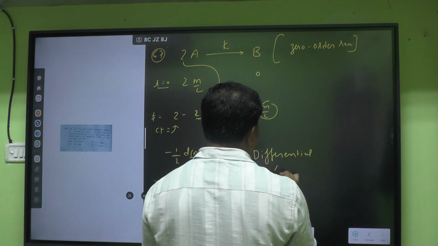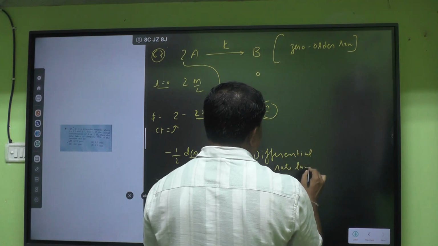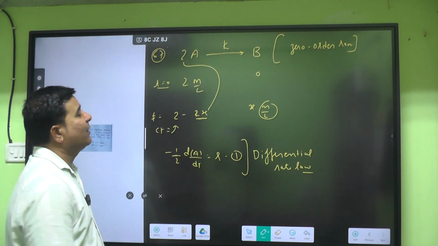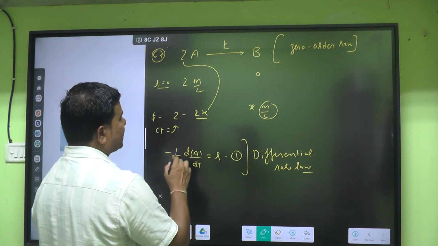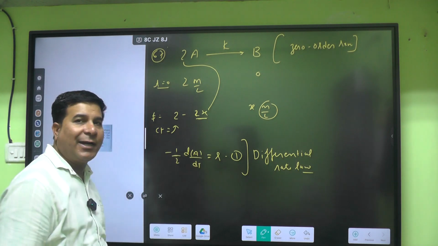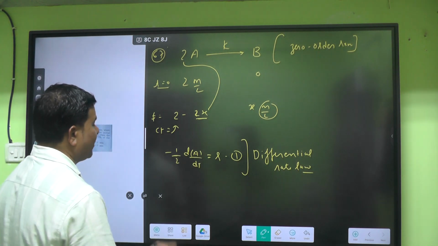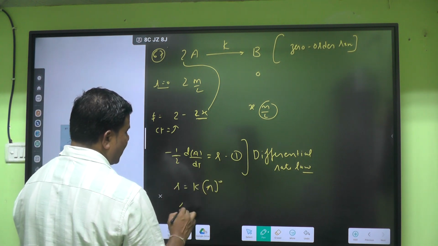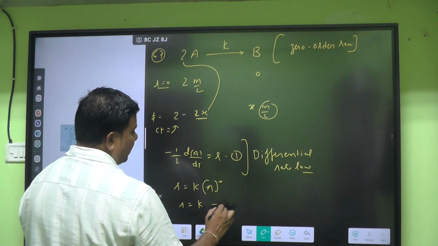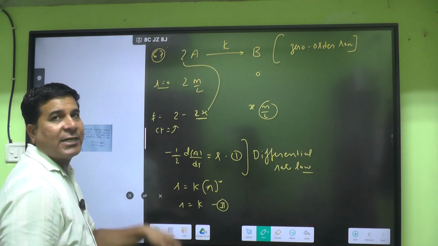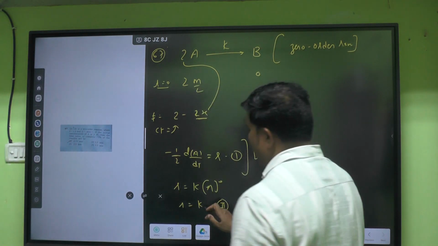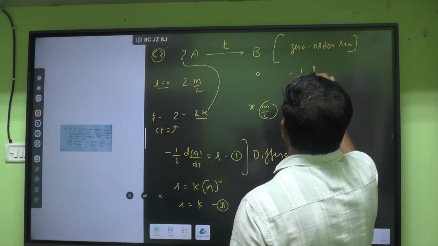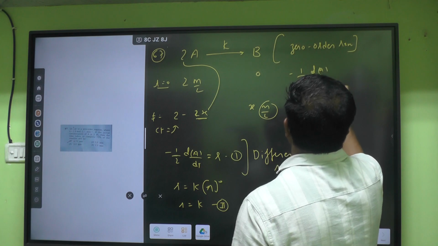According to the differential rate law, we can write the rate of disappearance, 1 by 2 dA by dt, is equal to r. So this disappearance multiplied by 1 by 2 is the rate of reaction. According to the rate law, r is equal to k A to the power 0. That's why r is equal to k. Now equating the first and second equations, r is equal to minus 1 by 2 dA by dt is equal to k.